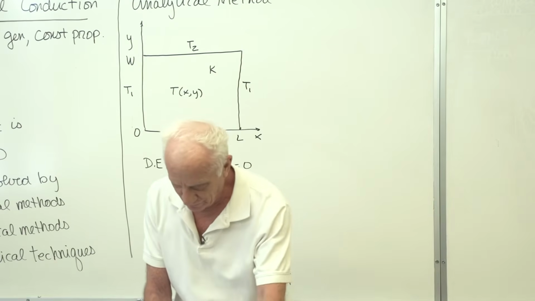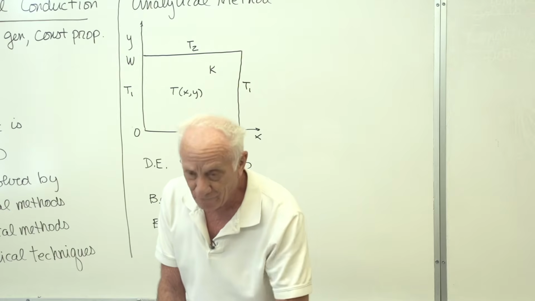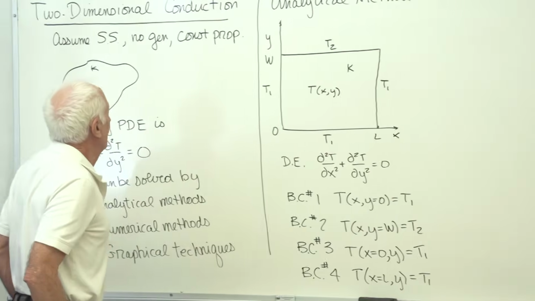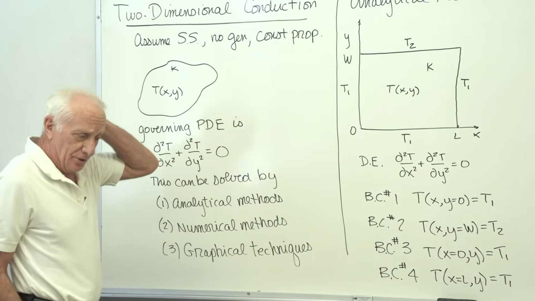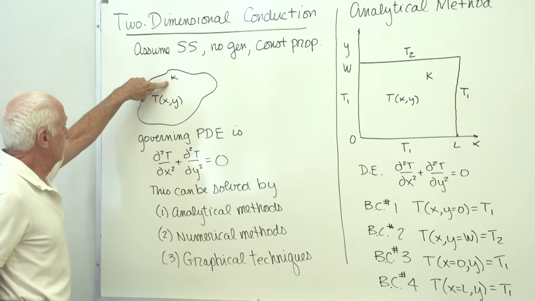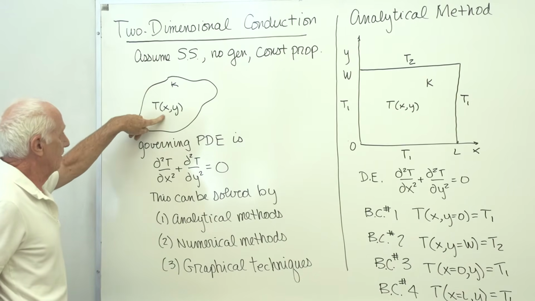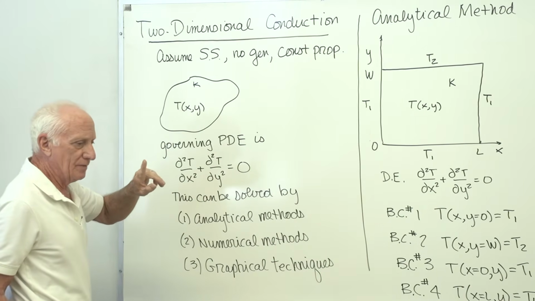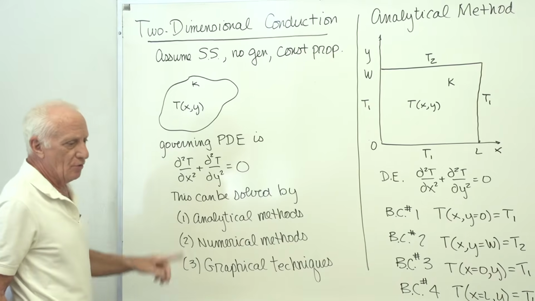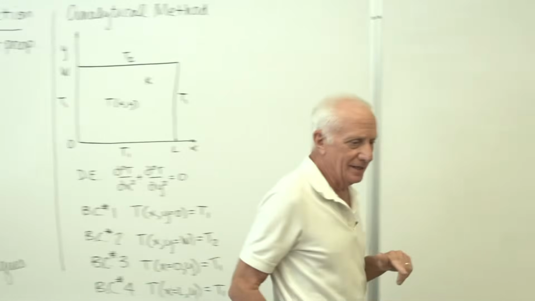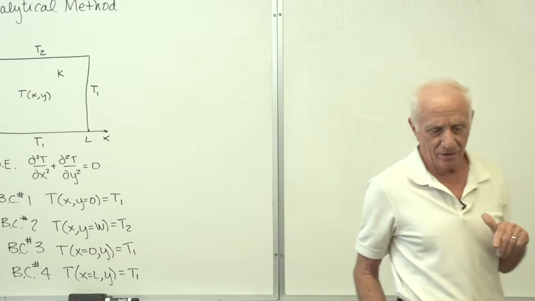All right, good. That gets us to chapter 4. Now, we're going to look at 2-dimensional conduction. So here's a solid material, conductivity K, temperature is a function of x and y. First of all, we want to find the governing partial differential equation. We go back to chapter 2, the heat diffusion equation in rectangular coordinates.